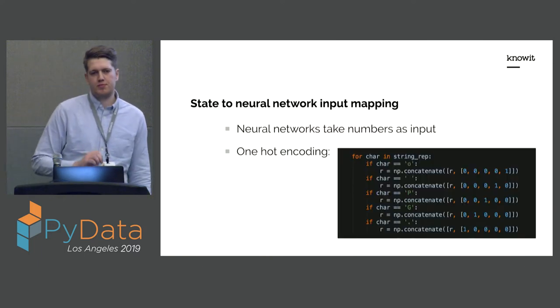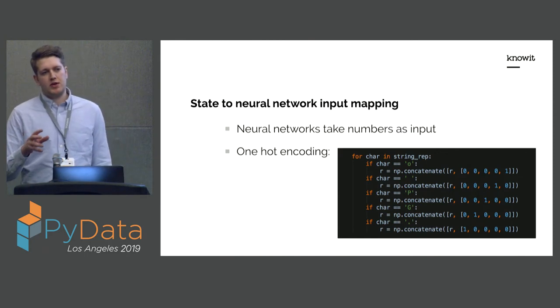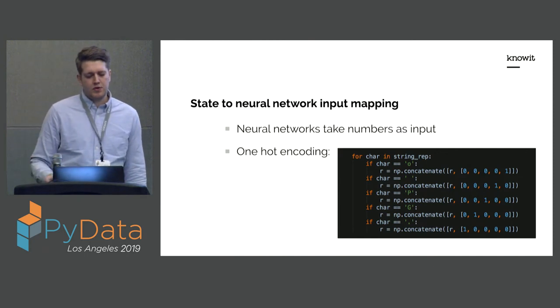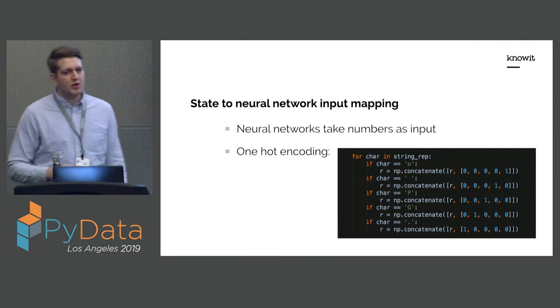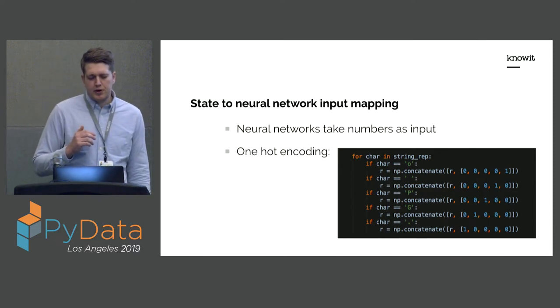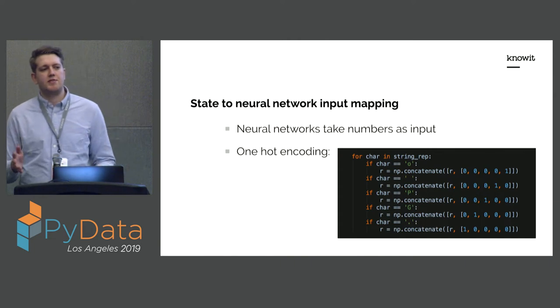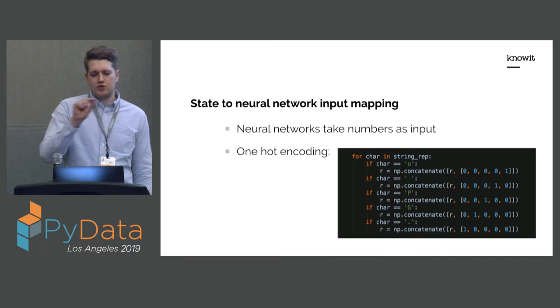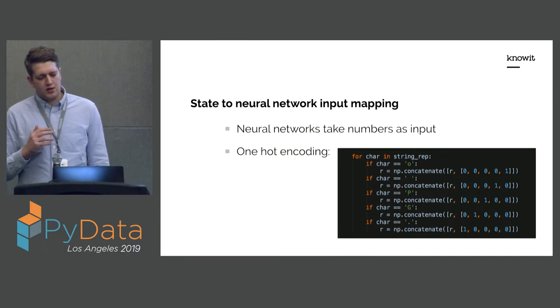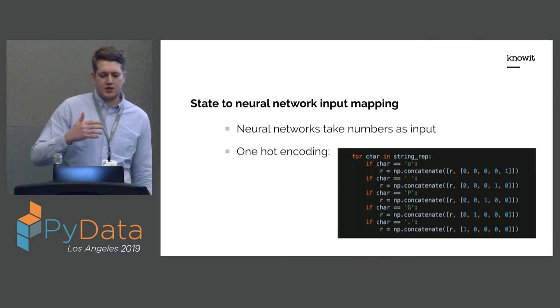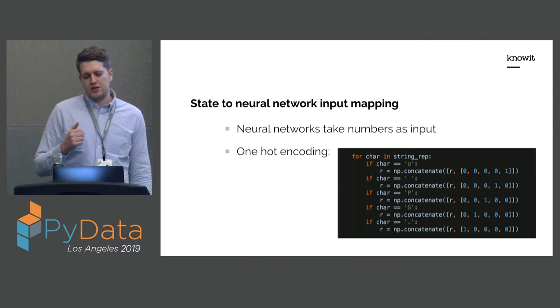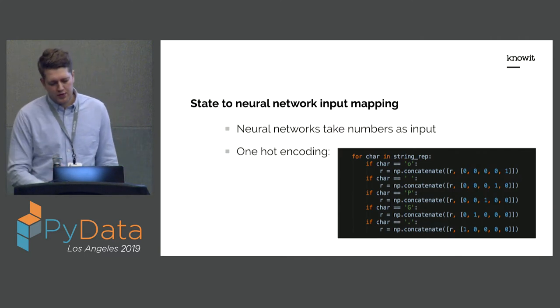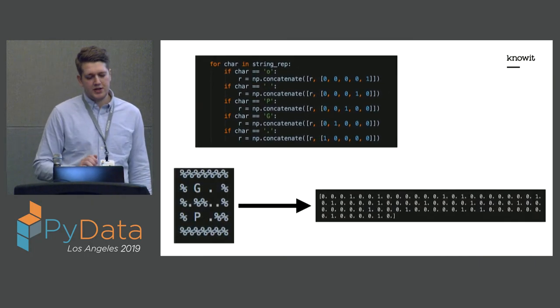This we're using to map the state of the Pac-Man into input to the neural network. I'll show it in better detail later. But basically, we have a string representation of the state. You start at the top left of the state and walk through it. You make an empty array, and then you go through each character and add this one-hot encoding. And what it's going to look like is something like this.